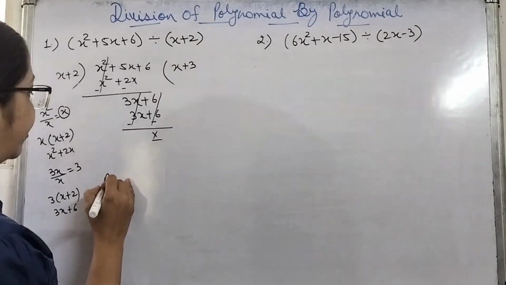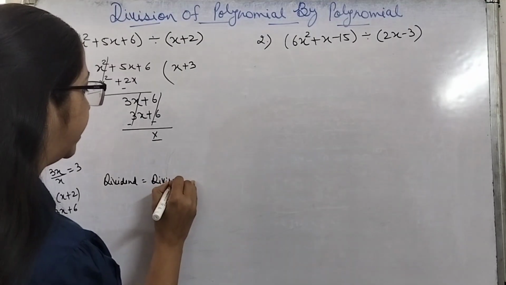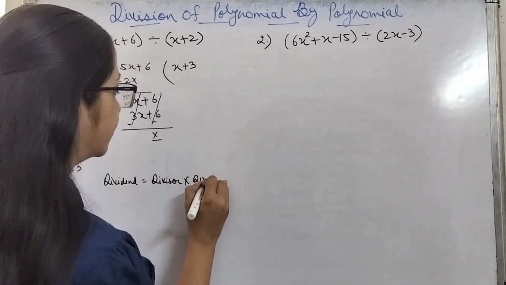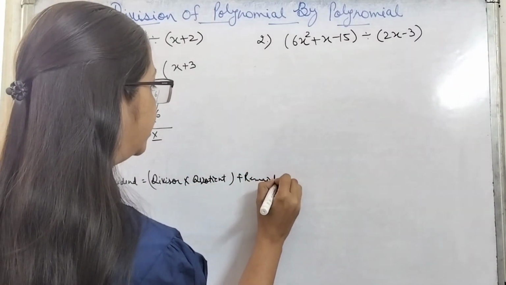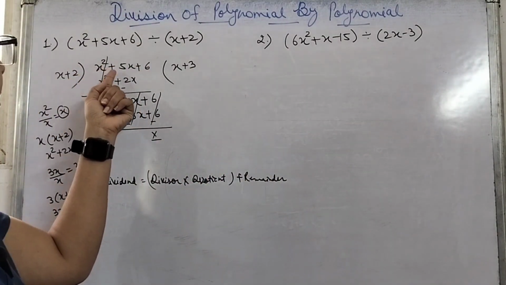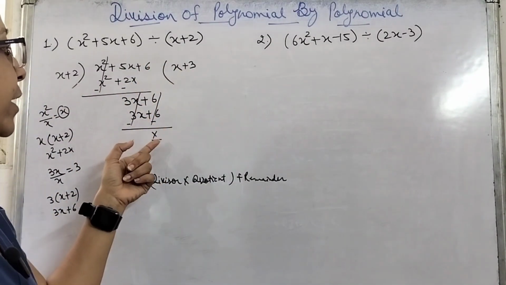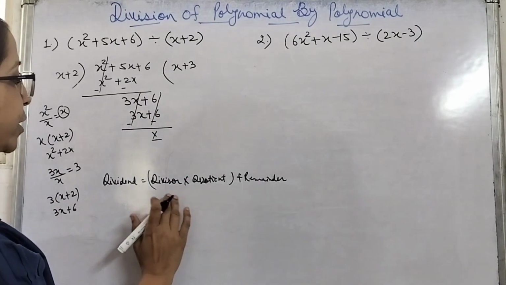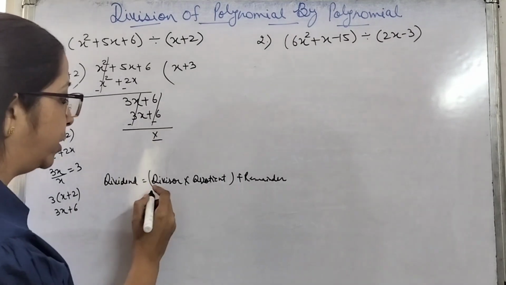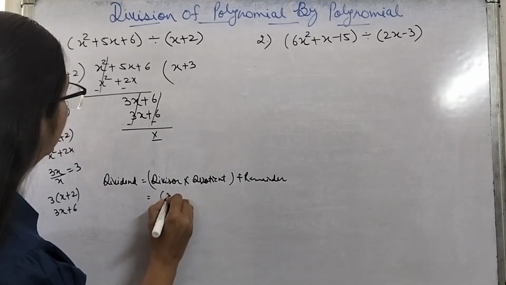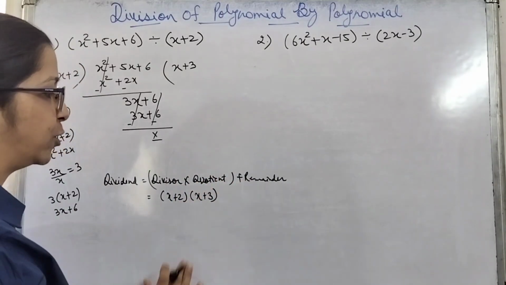And we know that dividend is equivalent to divisor multiplied by quotient plus remainder. This is true for each and every condition. So here the dividend is x square plus 5x plus 6. Divisor is x plus 2. Quotient is x plus 3 and remainder is 0. So if we put the values in the RHS, let's check whether it is equivalent to the LHS or not. Divisor is x plus 2. Quotient is x plus 3. Remainder is 0, so we are just ignoring it.